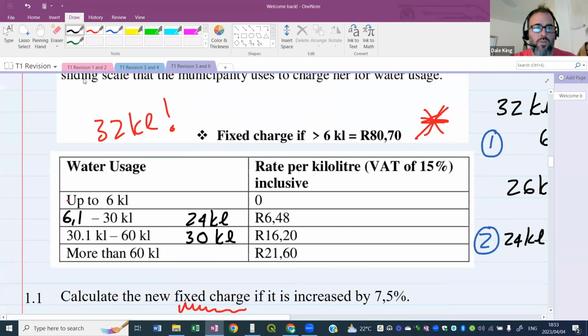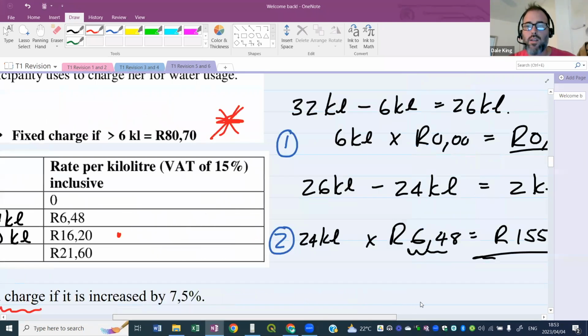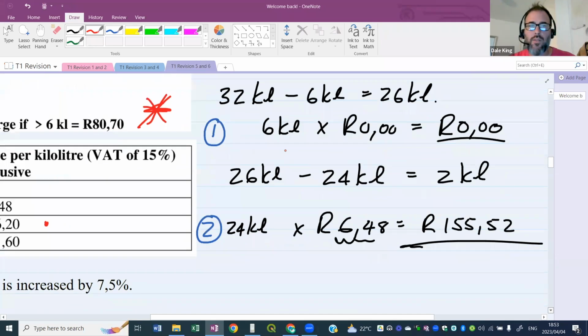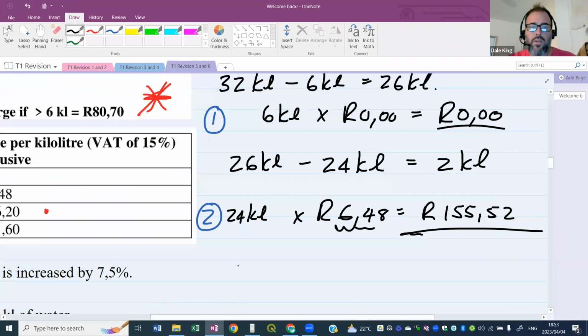Now we've moved from free water into the second one, used all the water in there, all 24, and now we're in the third bracket with only 2 kiloliters left. We're not going to move out of the third bracket. We're going to stay in here. Okay, and this bracket's charged at 16 rand 20. Okay, so that 2 kiloliters I've left, I'm going to write here.